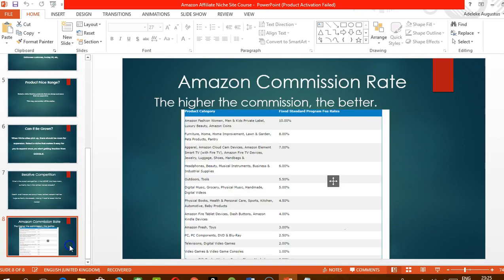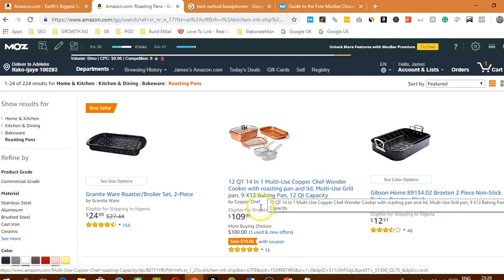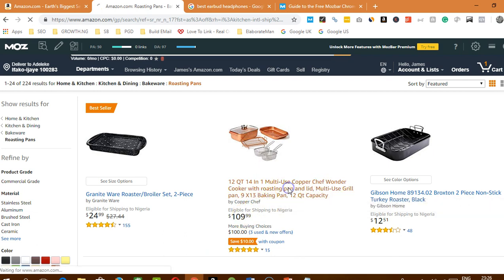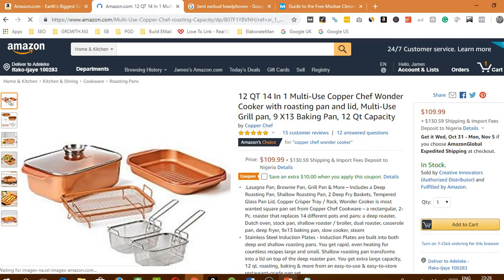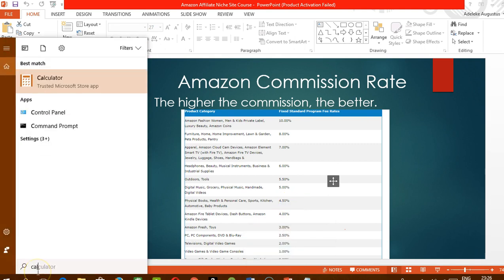Very quickly, let me show you what the Amazon commission rate looks like. This is the breakdown of Amazon commission rates. Products in the fashion niche get 10%, furniture 8%, and so forth. What this means is that if you are selling this roasting pan of $109, and it is in the kitchen niche, let's see what they are offering for the kitchen niche. Kitchen, they are offering 4.50%.